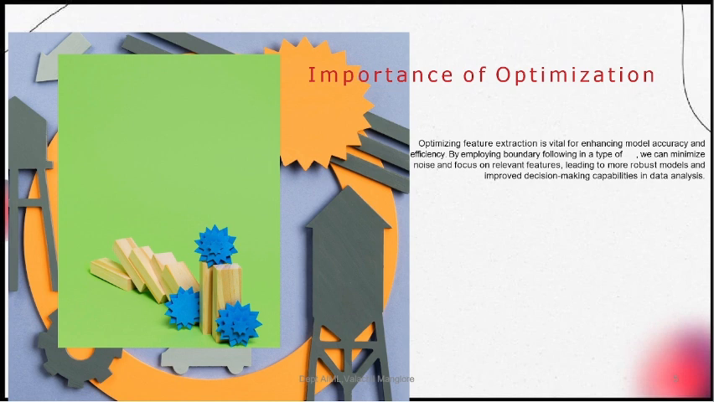Boundary following in feature extraction is the technique used in computer vision and image processing to identify and trace the edge or contour of objects in an image. This method focuses on analyzing the shape and structure of objects based on their boundaries. Boundary following is crucial in feature extraction as it emphasizes the technique of analyzing edges or contours, which are significant features for object recognition, classification and segmentation.